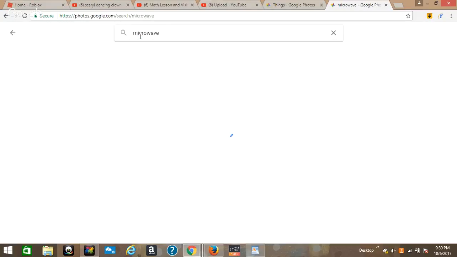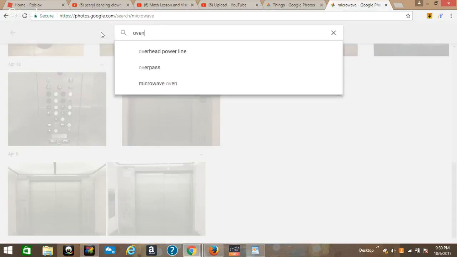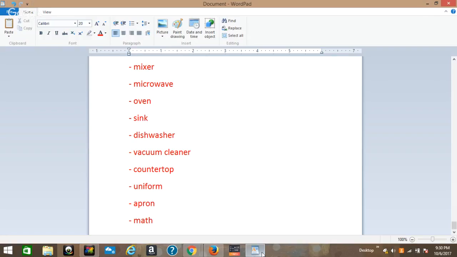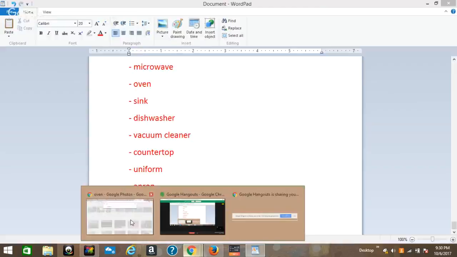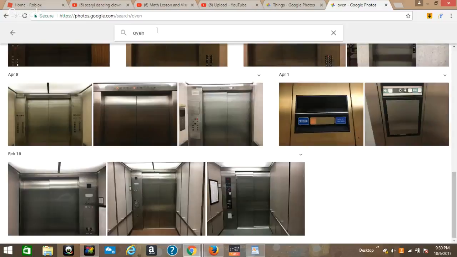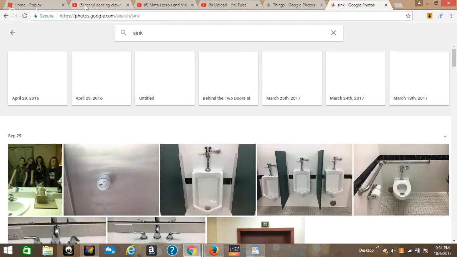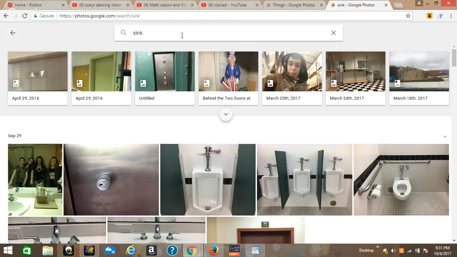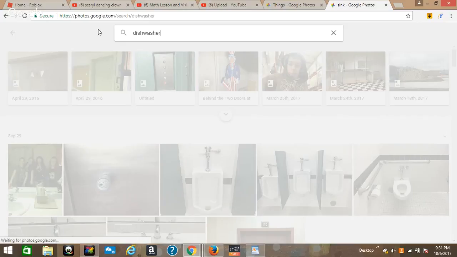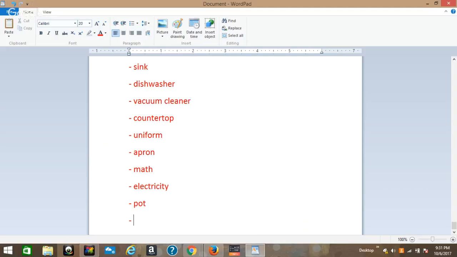Microwave. In a microwave. Oven, electricity, oven, sink, need a sink, need a swimming pool, need a pot. The pot too. Heat.